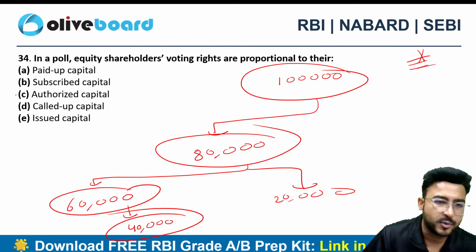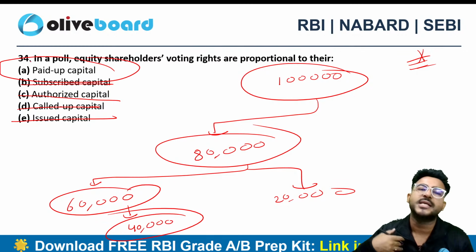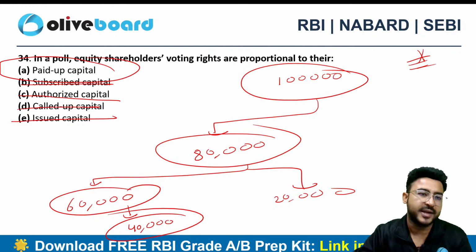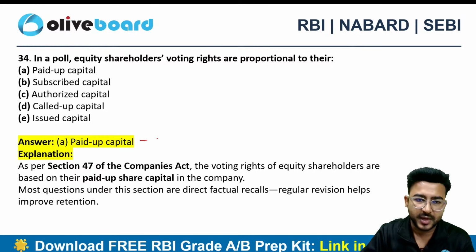Now it doesn't matter what the authorized capital is. It doesn't matter what the subscribed, called up, or issued capital is. What matters is how much I have paid. In accordance with that only, my voting rights will be decided. Right? So paid up capital.